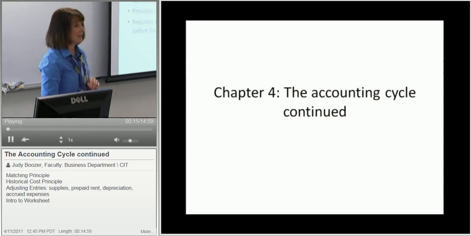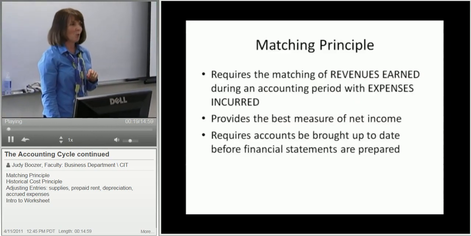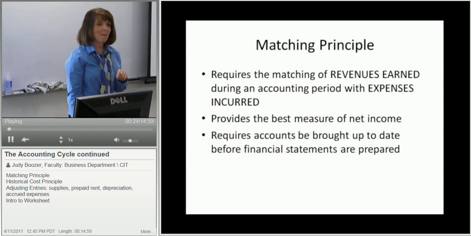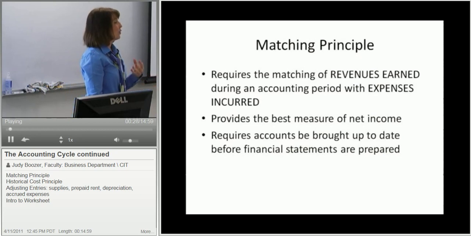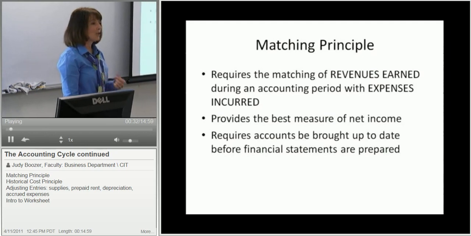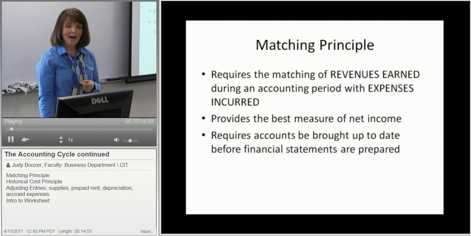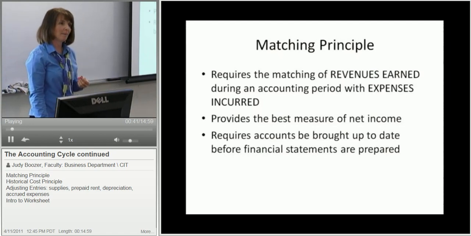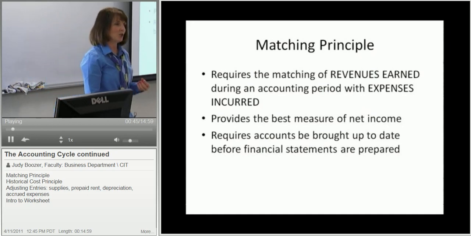The first one is called the matching principle. This requires that accountants or businesses match up the revenue that comes in with the expenses that are incurred as a result of that revenue. Okay, matching the revenue with the associated expenses. It provides the best measure of net income and truly reflects properly on your financial statements.